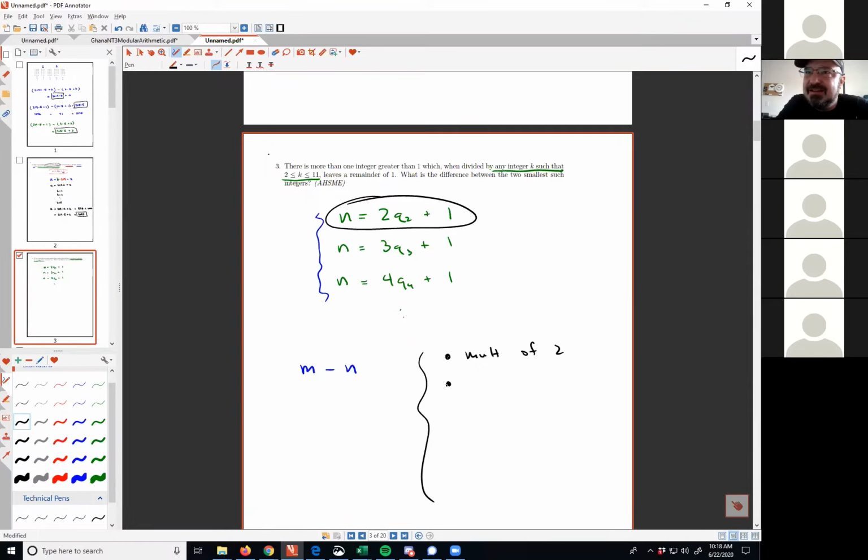How about Anahita? What else do we know about m minus n? I'm not quite sure. I'm still trying to figure it out. Okay. Well, let's look at this statement right here, Anahita. Say both m and n leave a remainder of 1 when divided by 3. What does that tell us about m minus n?